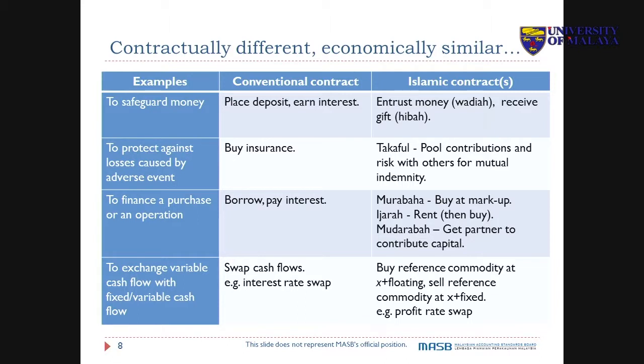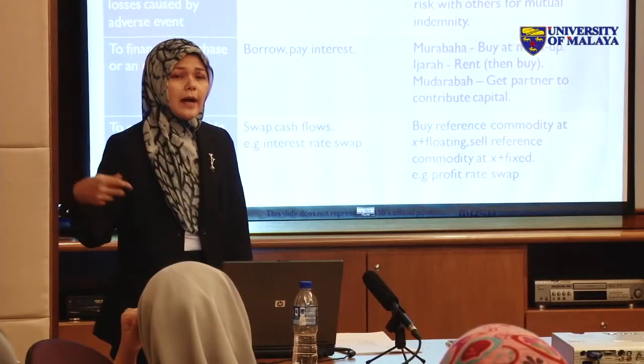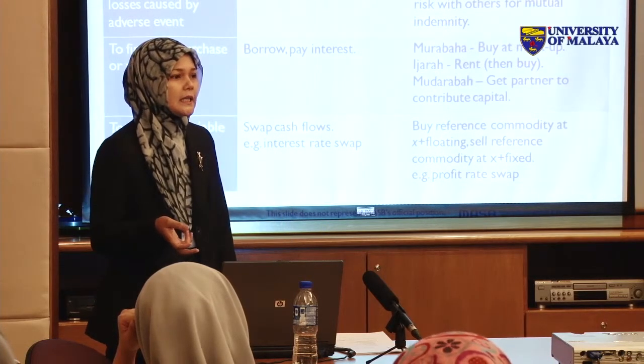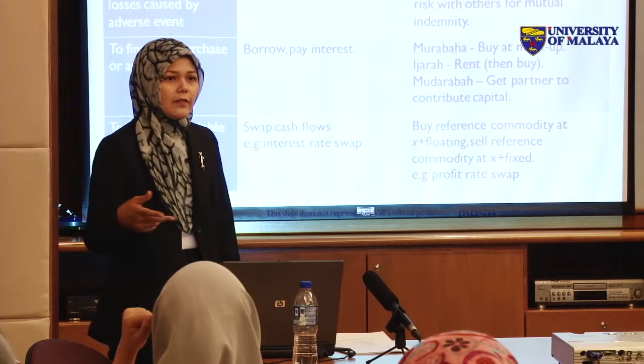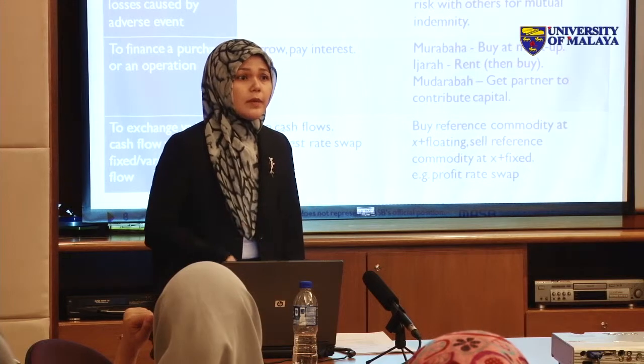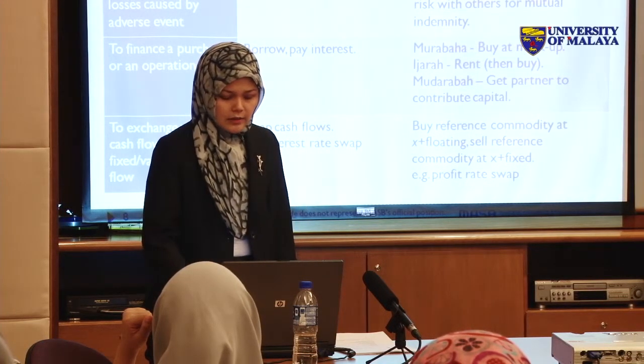And to finance a purchase or an operation, conventionally you would just go to a bank and borrow, and pay interest on that amount borrowed. But of course, in the Islamic sphere, you would have to have a Sharia approved contract, such as murabaha, where you buy at a markup, and that profit may or may not correspond with an interest rate. Or you may have mudarabah, where you get a partner to contribute capital. In some cases, this would be treated as a similar mudarabah financing, but in some cases, some banks here treat it as a joint venture. There are many ways of accounting for it, as we'll show later, okay?